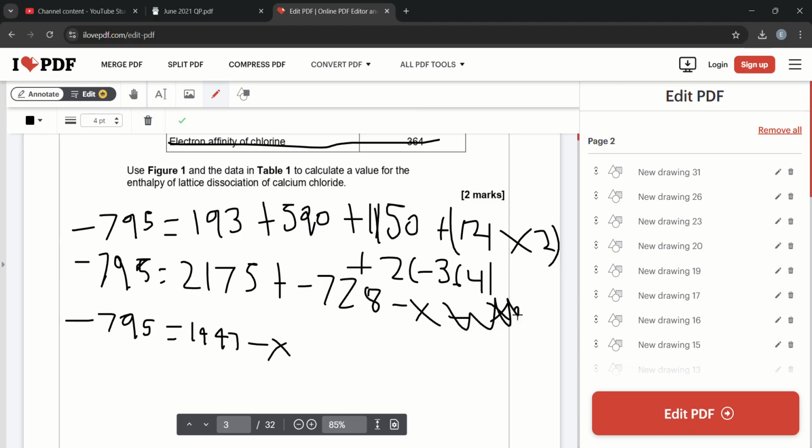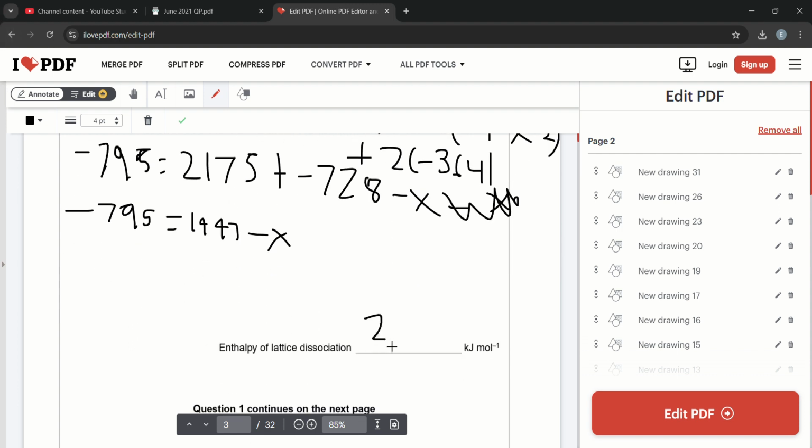Oh no, and therefore x is going to be 1447 plus 795, which will give me 2242. So it's going to be positive 2242 kilojoules per mole to the power minus 1.